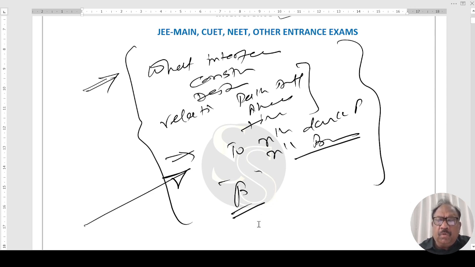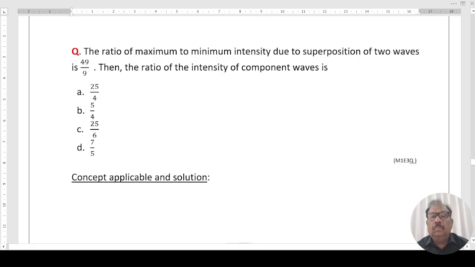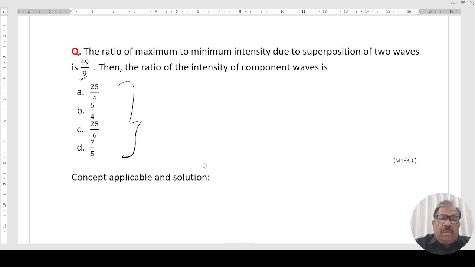Now let's start with the question and concepts. The question is: the ratio of maximum to minimum intensity due to superposition of two waves is 49/9. Then the ratio of intensity of the component waves is? Four options are given to you, one of the options is correct. Concept applicable and solution. In this case, it is a case of superposition of two waves.